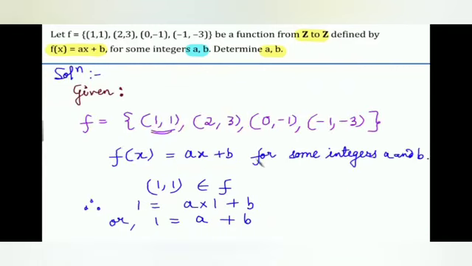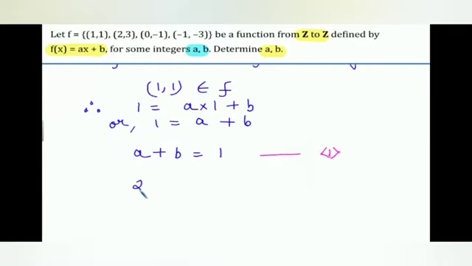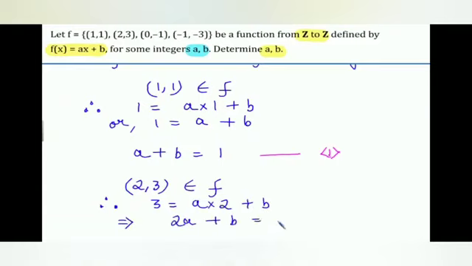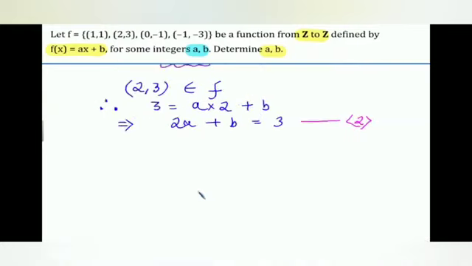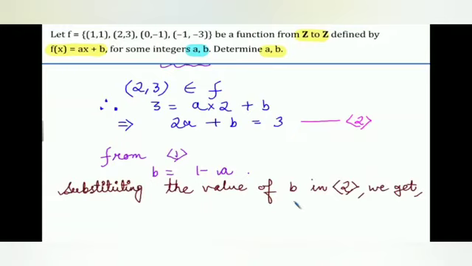Now if you put 2, what will your answer be? 3. Putting 2 in place of x, what do you take in place of f of x? 3. So (2,3) belongs to f. Right, so 3 is equal to 2a plus b, 2a plus b is equal to 3, b is equal to 1 minus a. Now substitute the value of b in equation number 2.